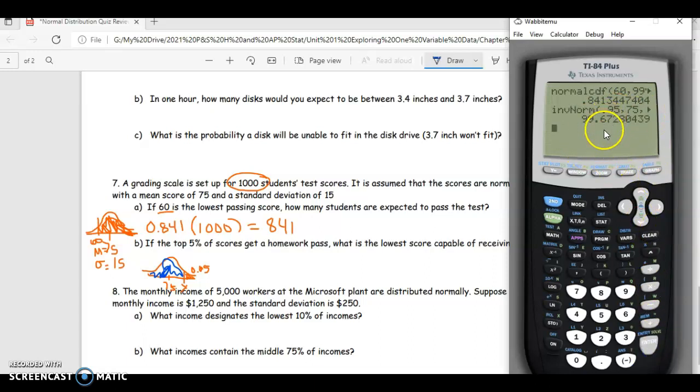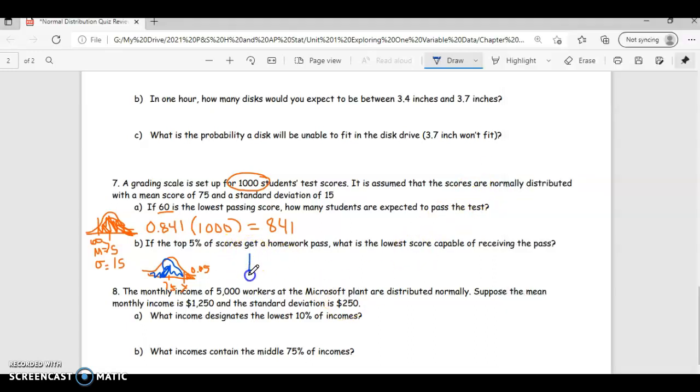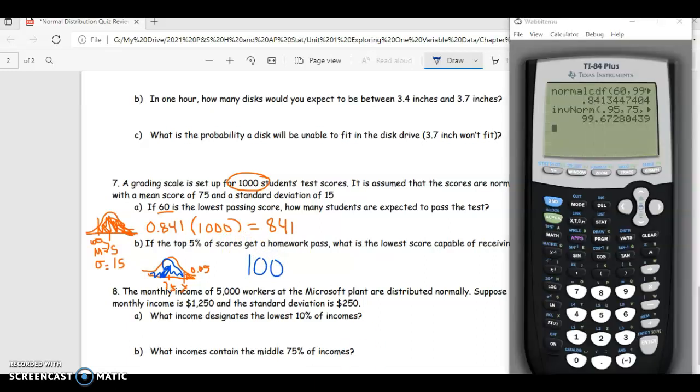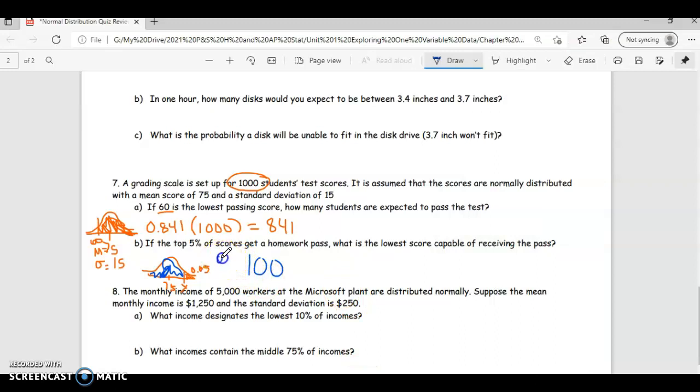And I get 99, almost a score of 100 really. So to get a homework pass, based on that inverse normal, 99.6, 99.7, or 100, depending how you round. I would round up, but 99.7 or 100. We'll just say it rounds to 100. So you can use either empirical rule on 1 and 2, and then 3 through 8, you're either using normal CDF or inverse normal. As always, email me if you have any questions, and happy calculating.